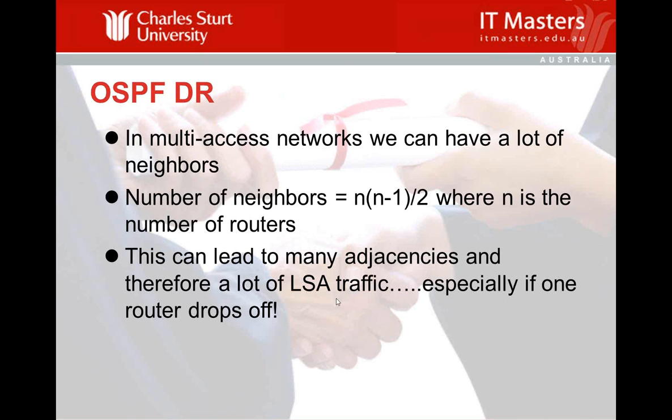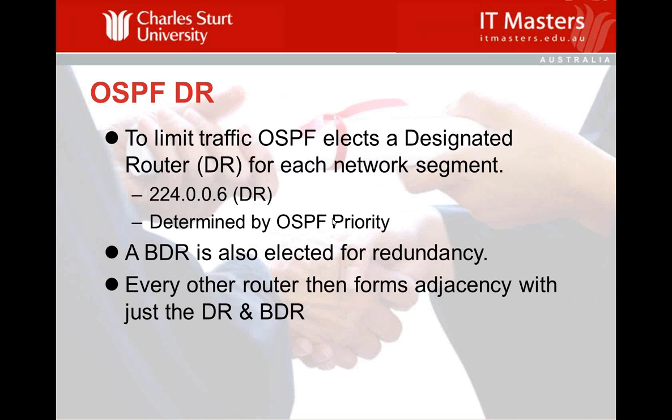Okay, so having that many adjacencies therefore leads you to a lot of link state advertisement updates, a lot of traffic. And if one router drops off, bang, everyone's telling everyone else about it. So you can suddenly get into a similar situation as you would with distance vector routing, where you get lots and lots of updates. So we have this concept of a designated router, which limits the traffic.